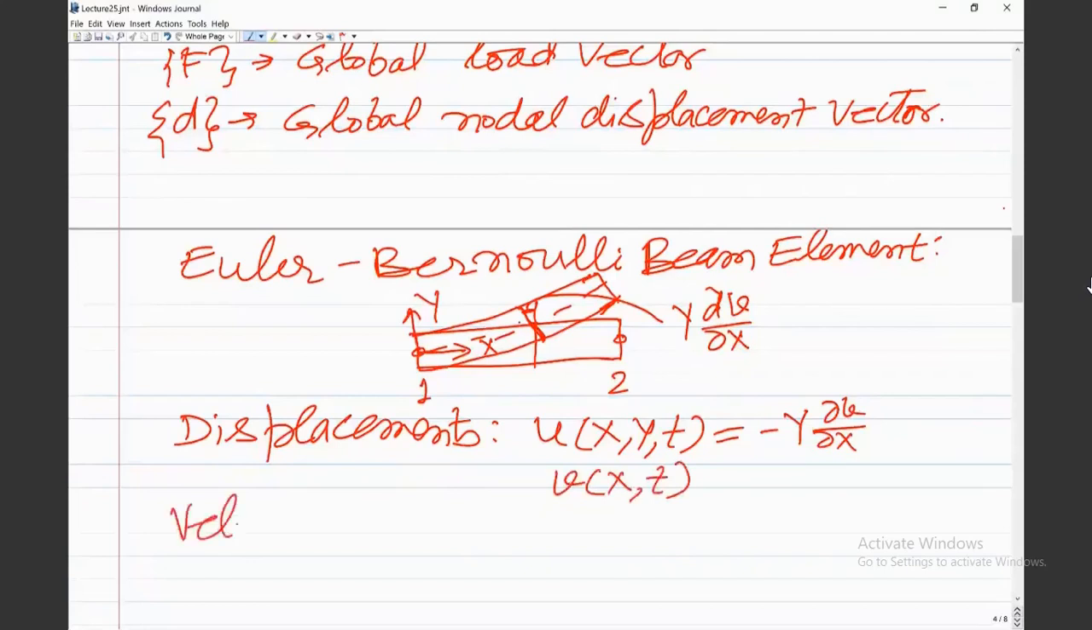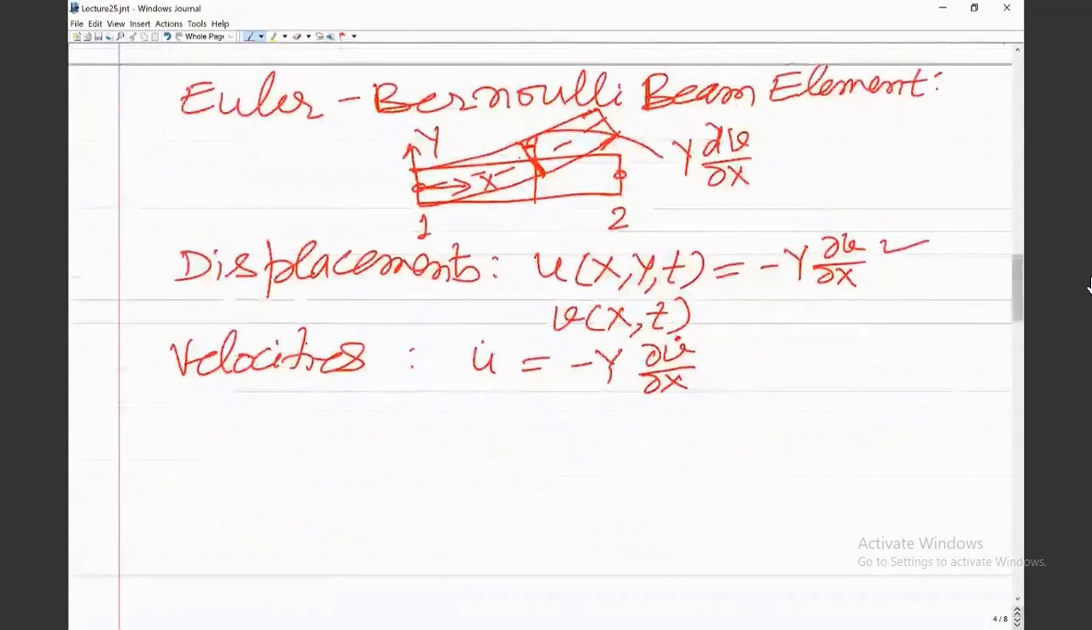Then, because for the mass matrix we need the velocities, the velocities are u dot. By differentiating this equation, we get u dot is equal to minus y into del v by del x dot. Dot denotes the derivative with respect to time. You should keep in mind that everywhere dot denotes derivative with respect to time. Single dot means first derivative and double dot means second derivative. The other component of velocity is simply v dot along the y direction.